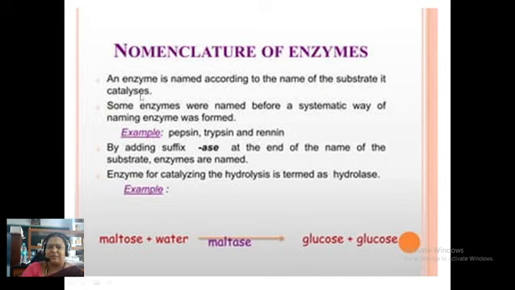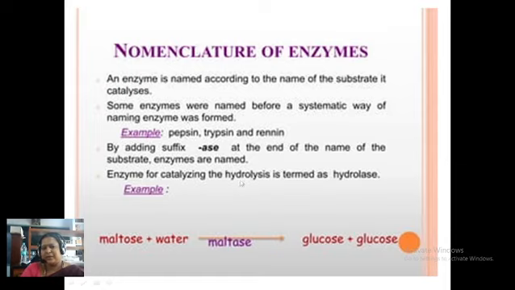Nomenclature of enzymes. An enzyme is named according to the name of the substrate it catalyzes. Some enzymes were named before a systematic way of naming enzymes was established. Example, pepsin, trypsin, and renin. By adding the suffix -ase at the end of the name of the substrate, enzymes are named.